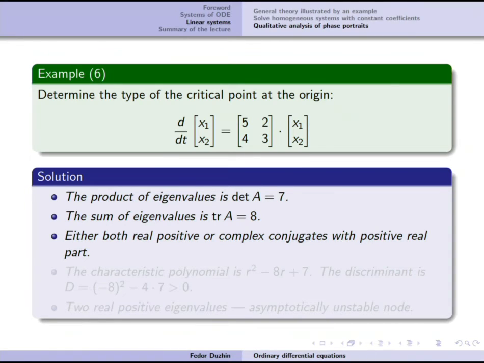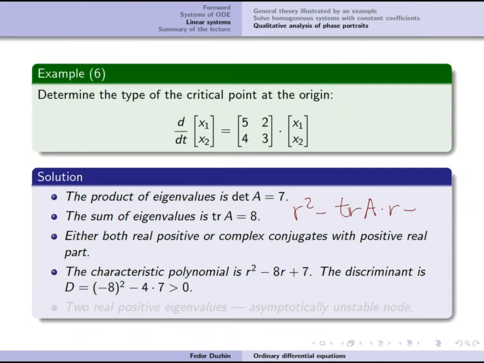So now we have to write down the whole characteristic polynomial, which for a 2 by 2 matrix is always r squared minus trace A times r plus determinant A. Now the discriminant of our characteristic polynomial is, generally speaking, trace A squared minus 4 determinant A, and it happens to be positive. If the discriminant is positive, it means that the eigenvalues are real, because to find eigenvalues, we equate the characteristic polynomial to zero. Then we get our quadratic equation, and the discriminant is positive.